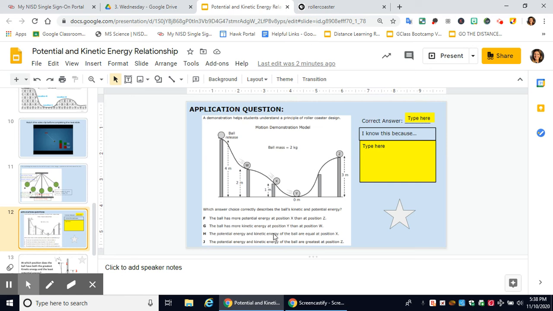The potential and kinetic energy of the ball are equal at position X. No, potential and kinetic energy are not equal here. And then lastly, the potential energy and kinetic energy of the ball are the greatest at position Z. No, kinetic energy is at the least here, but your potential energy has increased.